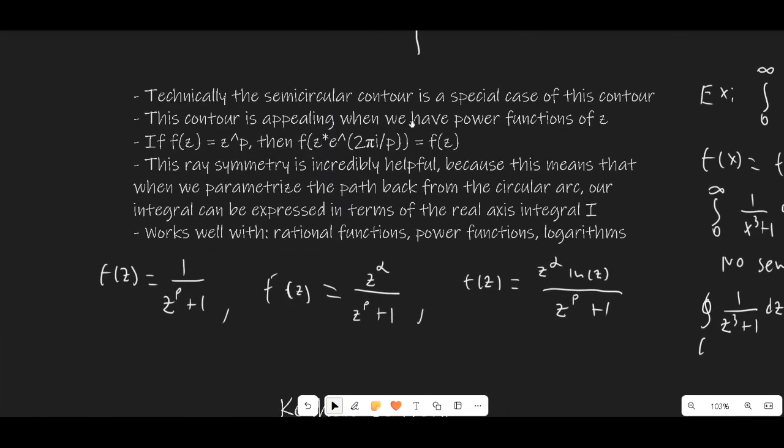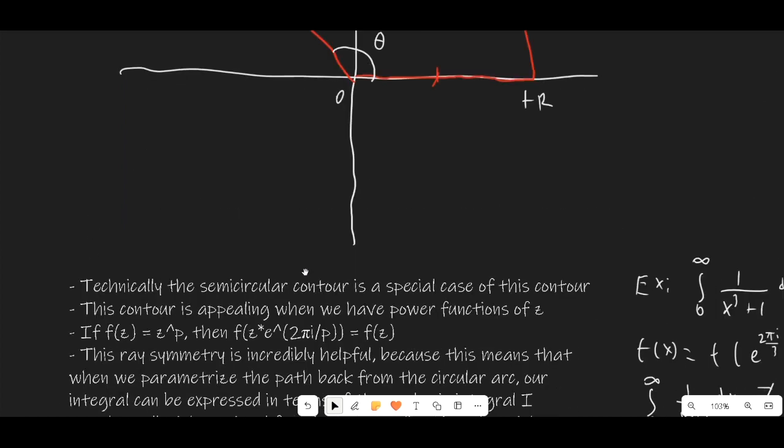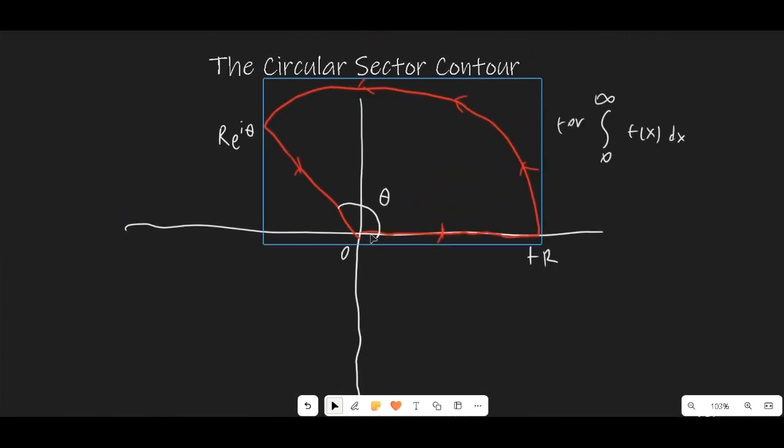So it's appealing when we have power functions of z, and the reason for this is because if f of z is z to the p, then if we replace z with z times e to the 2 pi i over p, we get f of z again. What this means is that the values of the function over this line will be the same as the values of the function over this line, since all we're doing is multiplying everything by e to the i theta, which in this case theta could be 2 pi over p, right?